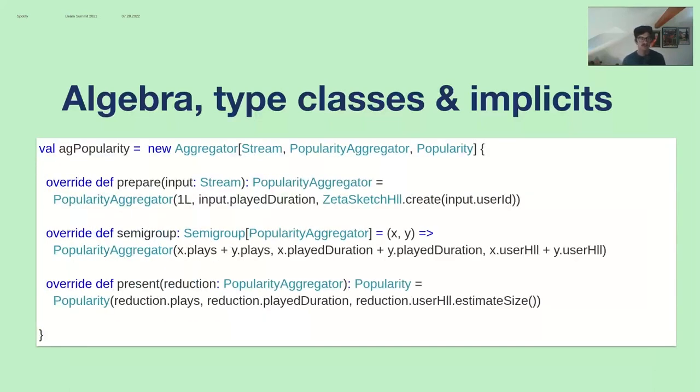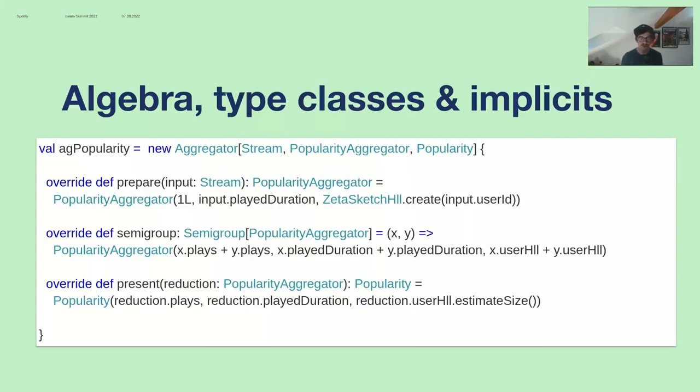How would we define our aggregator for this? As you see on the three types, the input is the stream, popularity aggregator, and popularity. We need to override three methods. The first one is prepare. As they said, it's the map operation that extracts from the input to the intermediate step. So it's quite easy. For the plays and the duration, it doesn't change. For the HLL, we just create an HLL with the single user ID that we have.